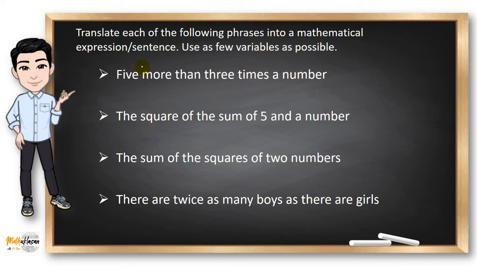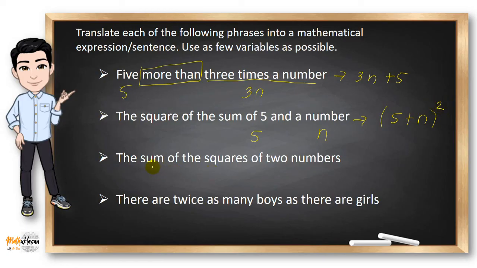In this case, it's more than. So if this is 5, 3 times a number is, let's say, 3n, then this is 3n plus 5. The square of the sum of 5 and the number. So we need to get the sum of 5 and a number first. So 5 and this is, let's say, n. So this is 5 plus n and then squared.